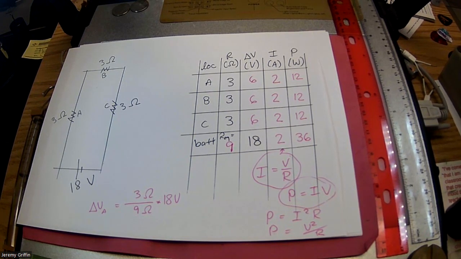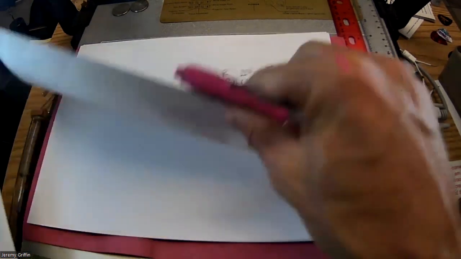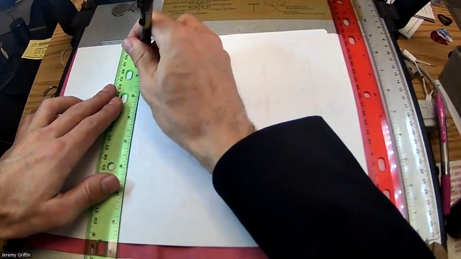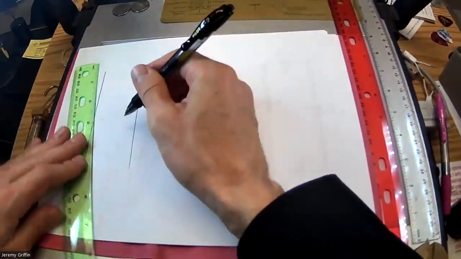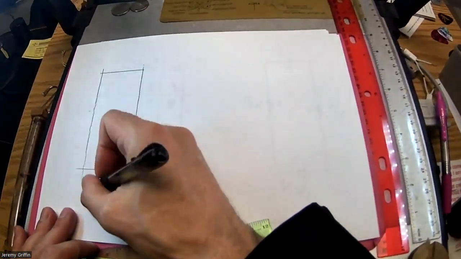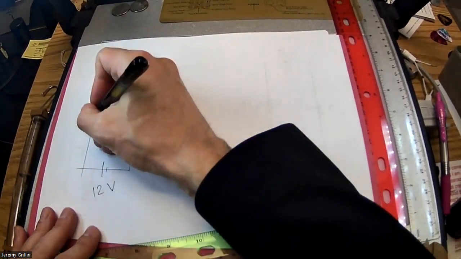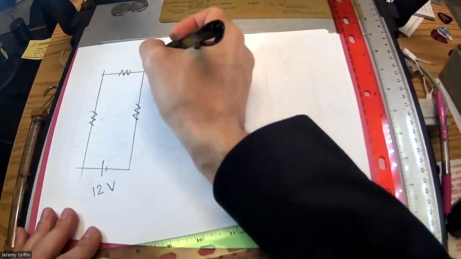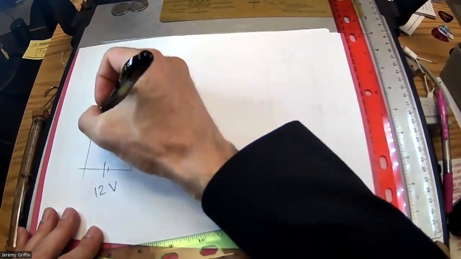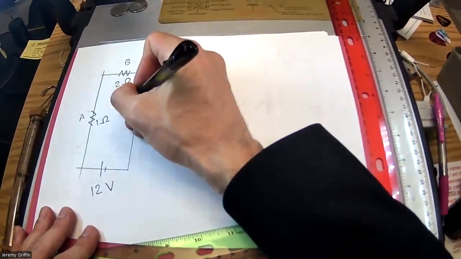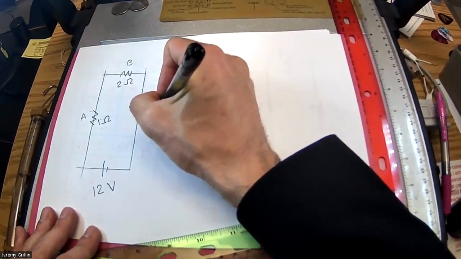All right, next one. I want to do another straight series setup, but make it a little more complicated. Not too bad. Okay, so let's do another series setup. Let's go 12 volts. There's resistors in here. Let's have resistor A be 1 ohm, resistor B be 2 ohms, and resistor C be 3 ohms. How about that?